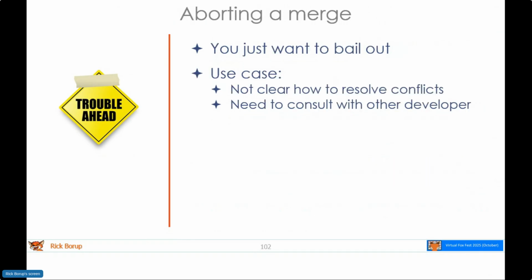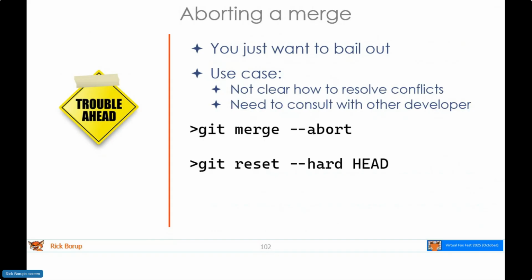Sometimes you just want to bail out of a merge. You can't tell how to resolve it. You might need to talk to the other developer and touch base and determine mutually how to merge the two code bases before you proceed. In that case, you just want to bail out of the merge. Sadly, I don't see a way to do that from any menu in Sourcetree, but you can easily abort a merge from the command line with git merge --abort, or you can just do a hard reset. Either way, you get back to the state before the merge began.